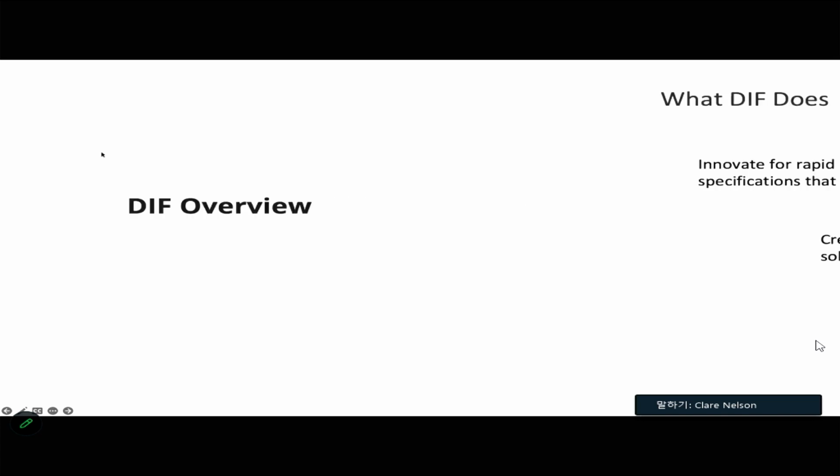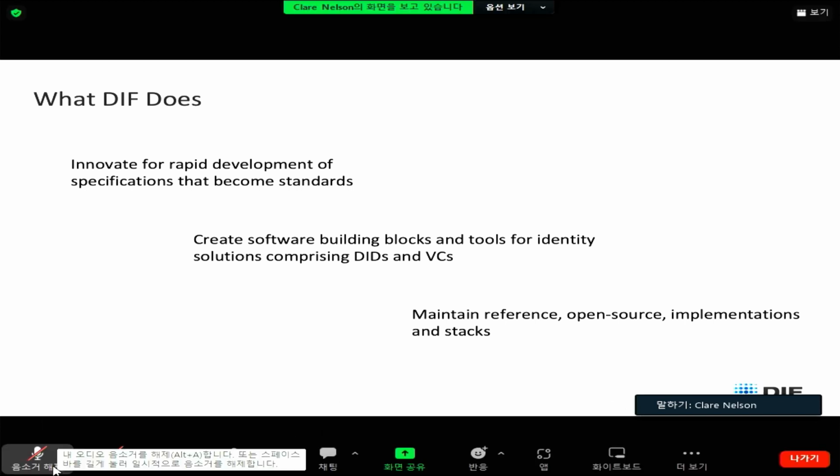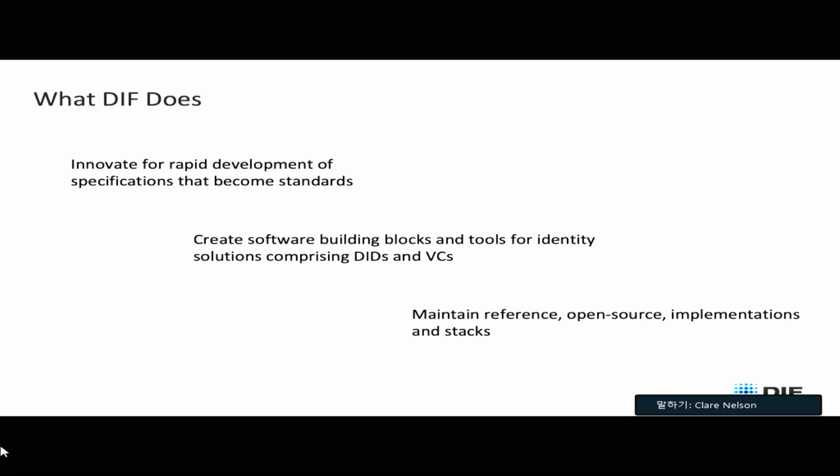So for the overview, the first thing I'll touch on is what does DIF do? Why do we exist? I'll keep going. So DIF does three basic things. Number one, we innovate for rapid development of specifications that become standards. DIF is a great place for people of great minds to come together and work on new ideas, try things. Maybe they fail fast and come up with something new, but it's a great hotbed for innovation.